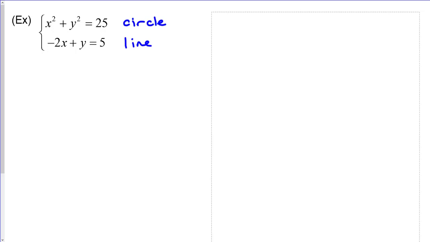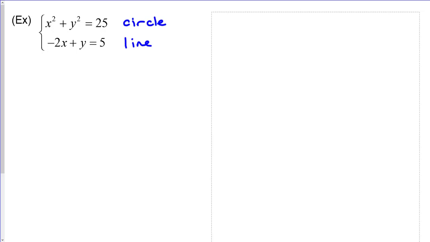If you think in your head about the number of solutions we could expect, I could think of three different cases. We could have a situation where the line intersects the circle in two different points, and we would find two solutions. Or the line could just touch the circle at one point, and that would give us one solution. Or the line and the circle might not intersect at all, and there would be no solutions. So that's what we need to be thinking about when we get our answers, what to expect in terms of the number of solutions.